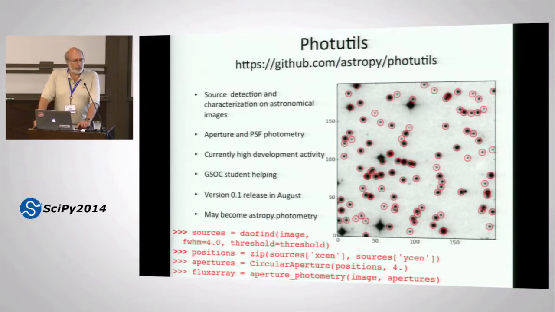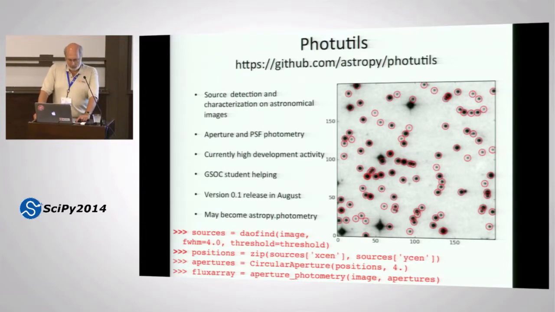Another affiliate package that's seen a lot of activity is PhotUtils. This is something that adds sort of source detection and photometry capabilities, and there's been quite a bit of activity. They have a Google Summer of Code student working on it, and they're planning a release in August. And I think here there's sort of a hope that this may become part of the core as well.